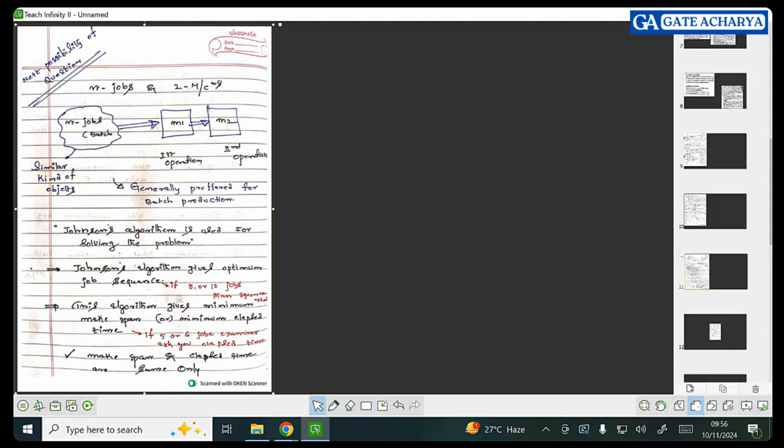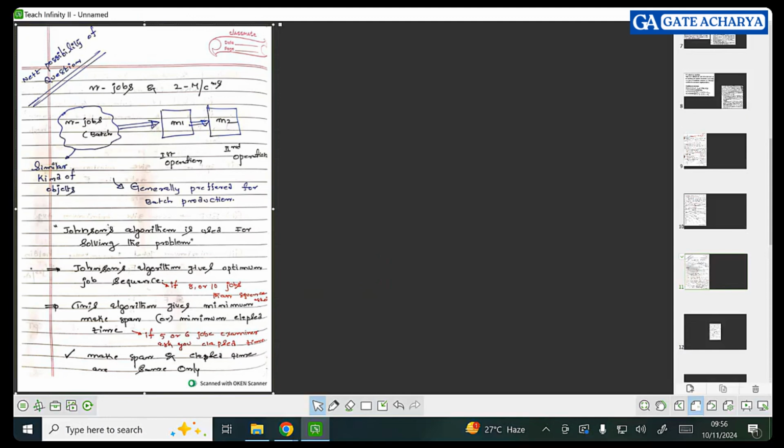like a nut and bolt combination, right? Next, first operation, second operation, two machines are there. It is generally preferred for batch production. Whenever you want to produce components in bulk, a single object in large numbers, that time we prefer this kind of technique.